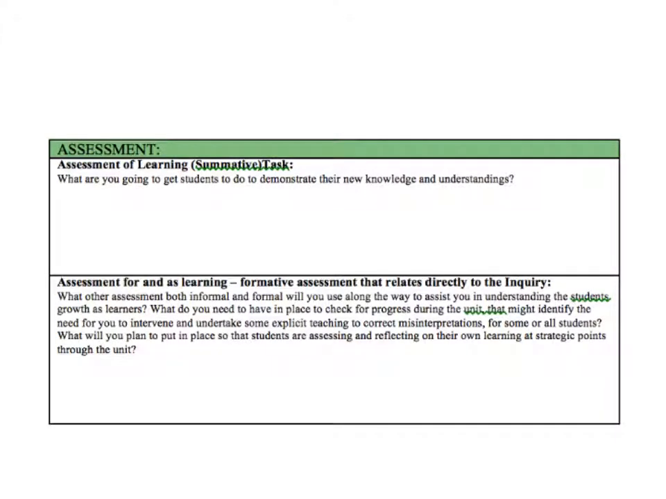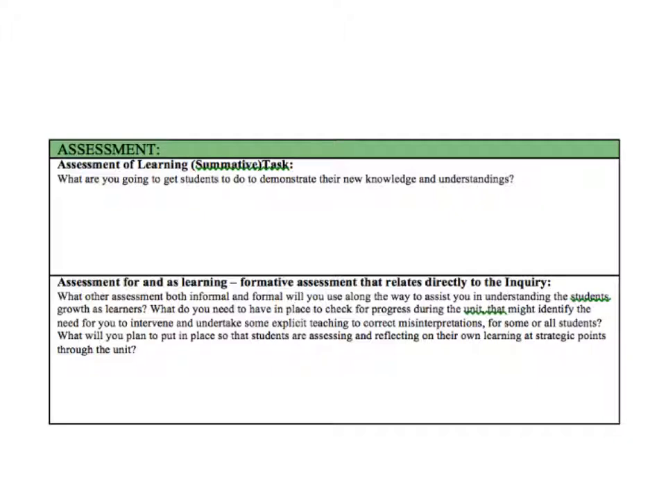In your unit planning template, assessment is dealt with in two ways. Assessment of learning: what will the unit culminate in that will enable the students to demonstrate what they have learned and what they now understand? But along the way, you need to identify strategies for formative assessment by you and by your students.